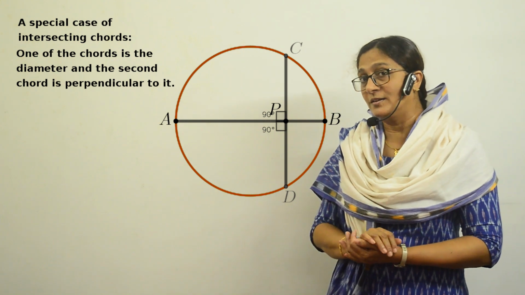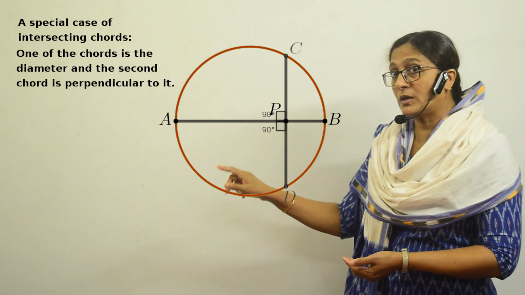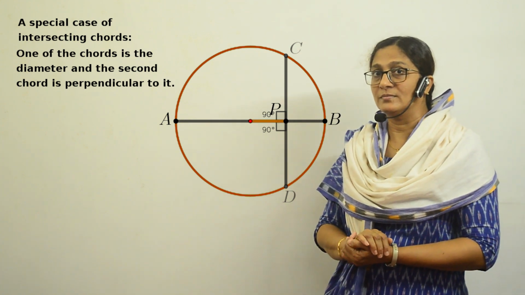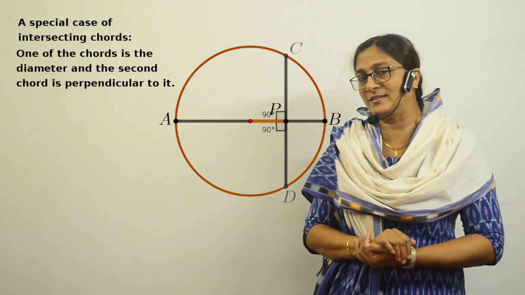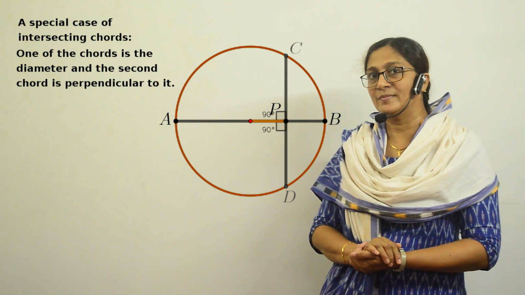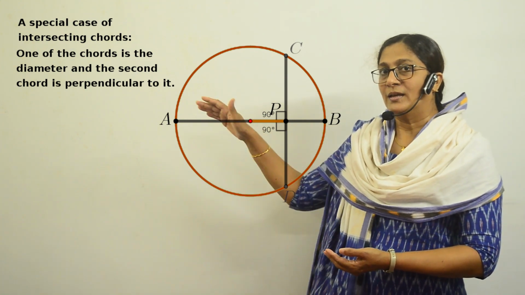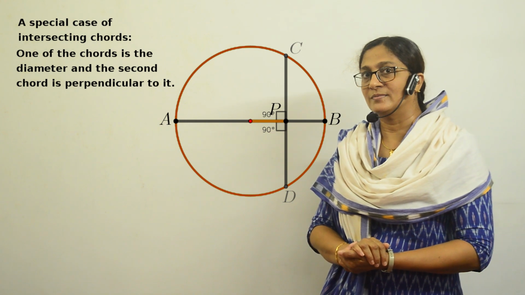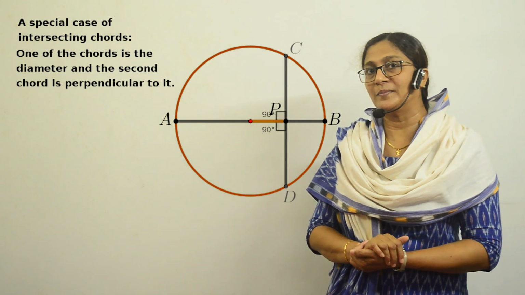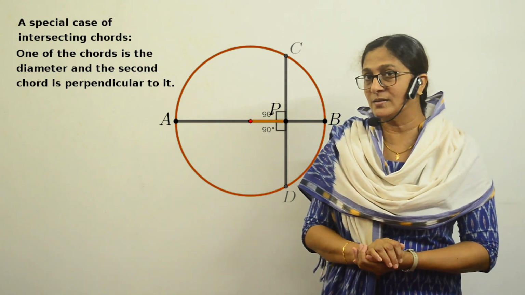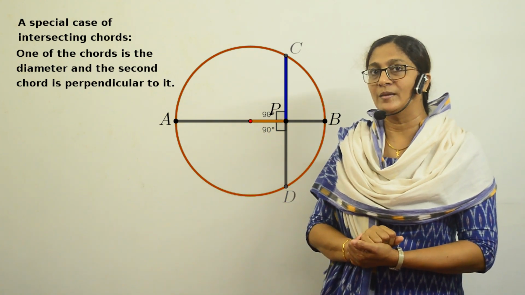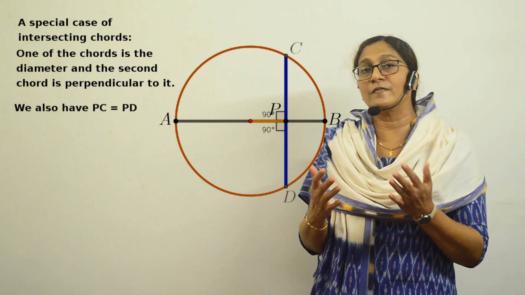We have studied earlier in 9th standard, the perpendicular drawn from the center to a chord bisects the chord. Then we can be certain that the second chord CD is equally cut into two halves by a diameter AB at the point P. In other words, PC is equal to PD. PC and PD have the same length.